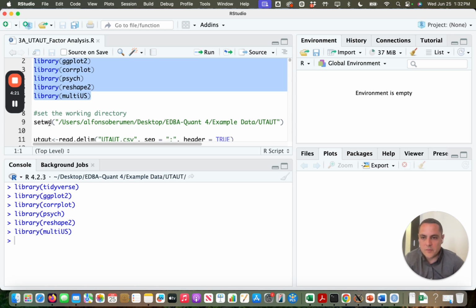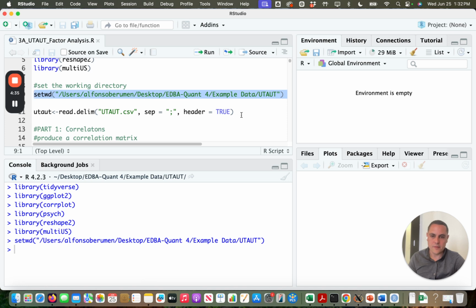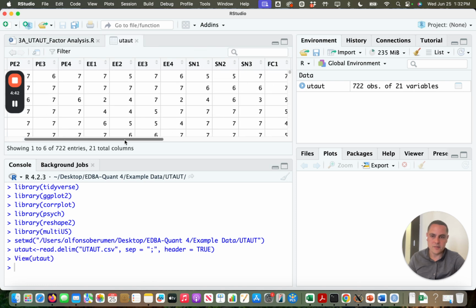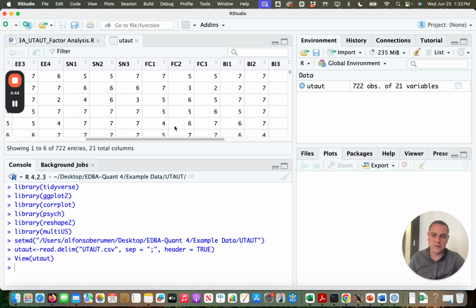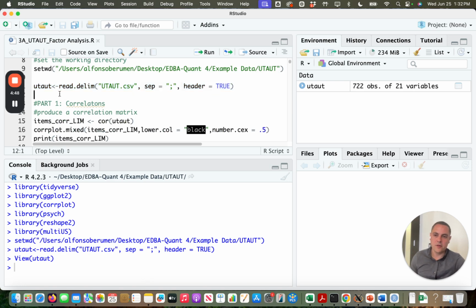So this is my folder. Whatever folder you're working out of, you just modify this to wherever your data is stored. This folder path is where my data is located, so I'm just going to set that. I'm going to import my data into R, and you can see that data there. You can see the Likert scale and each of those items. Pretty easy to follow.